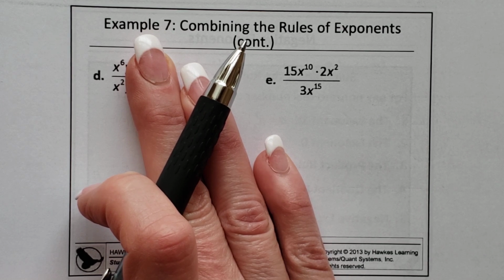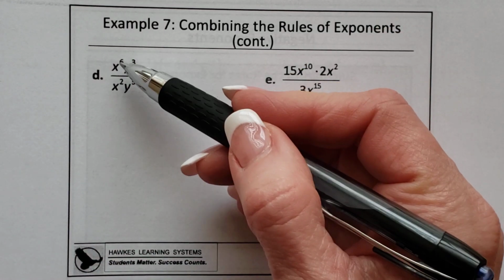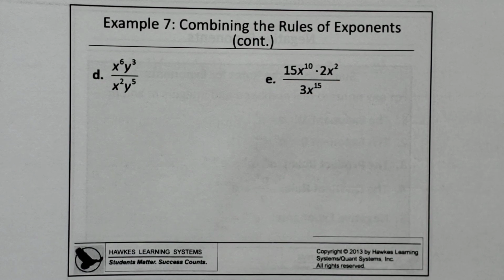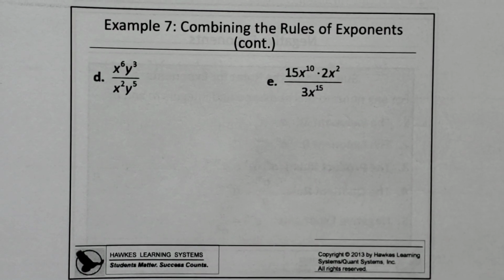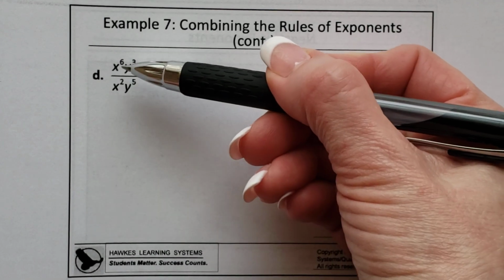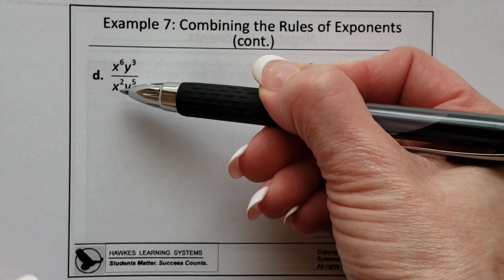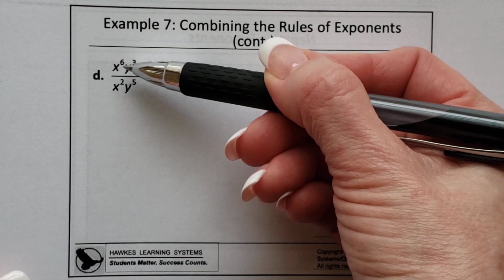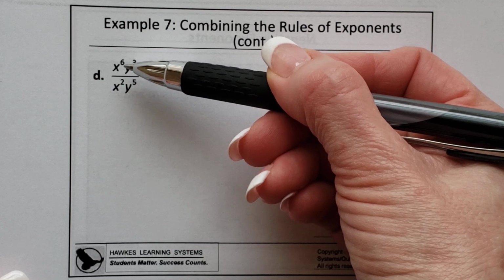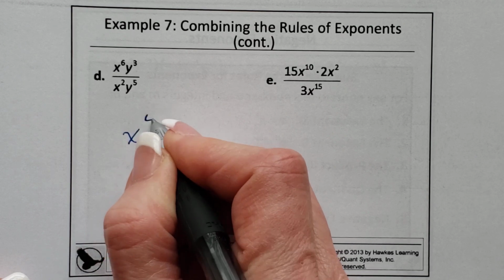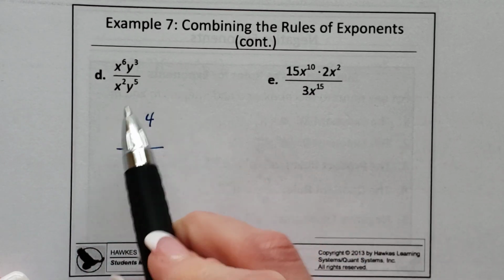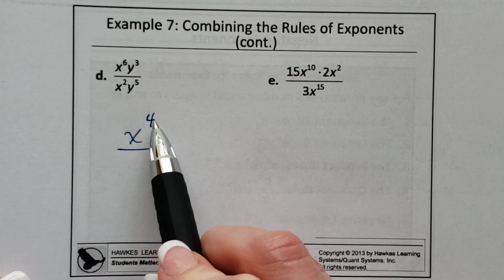So you're going to cancel out 2 pairs of x's. So 6 minus 2 is 4. So you have 4 x's left. Is it going to be on top or bottom? Well, do you have more x's on top or more x's on bottom? Since you have more x's on top, when you find the difference of 6 and 2, x to the 4th stays on top. 6 minus 2 is positive 4.